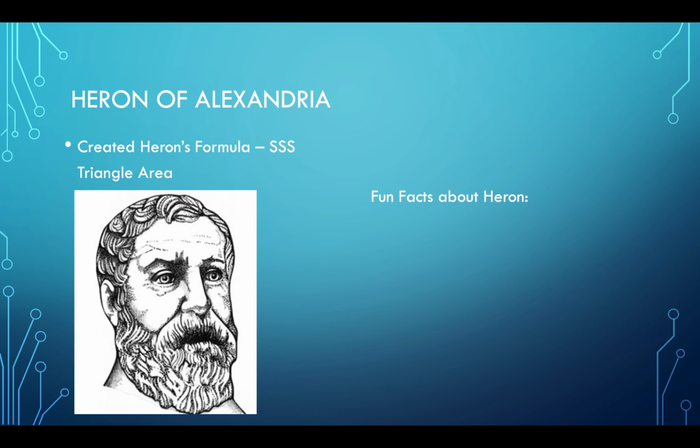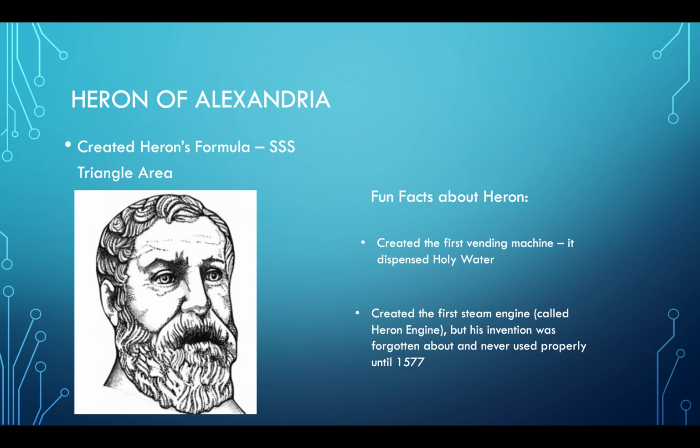Some fun facts about Heron. He created the first vending machine. His first vending machine dispensed holy water. So you would put a coin in and holy water would come out. Much like today, you guys go to the vending machine, you put some money in, you're going to get your soda or your little snack. Well, these vending machines, you put a coin in and holy water came out. He also created the first steam engine. It was called the Heron engine, but unfortunately, his invention was forgotten about and never used properly until many, many, many years later in 1577.